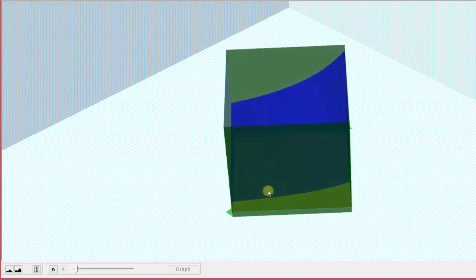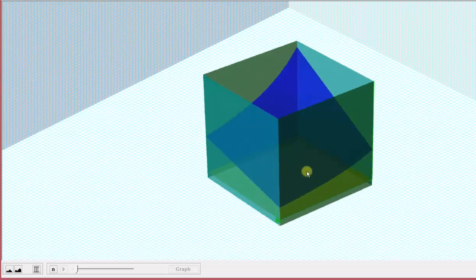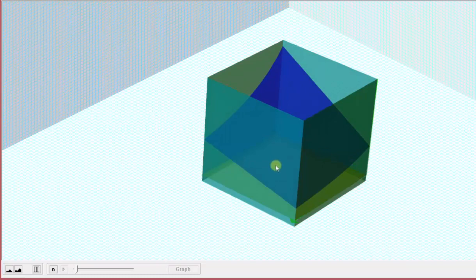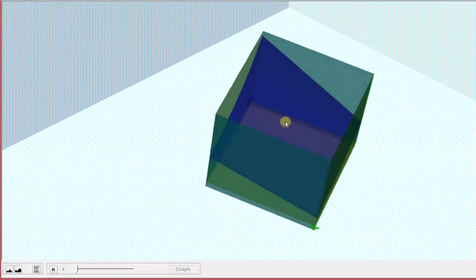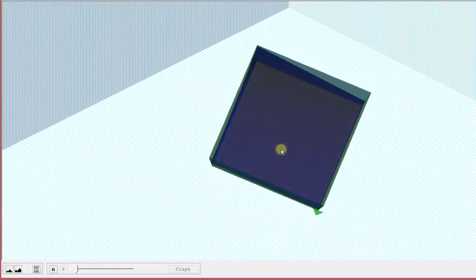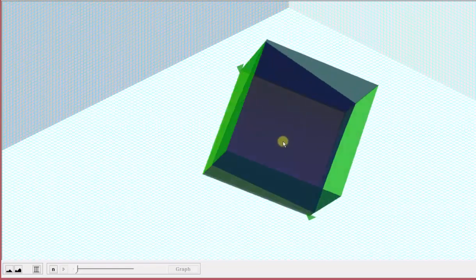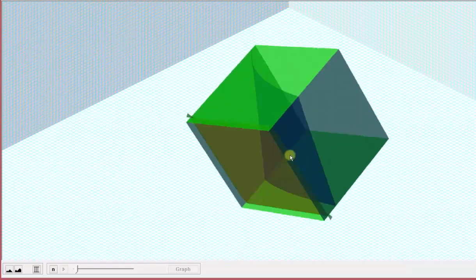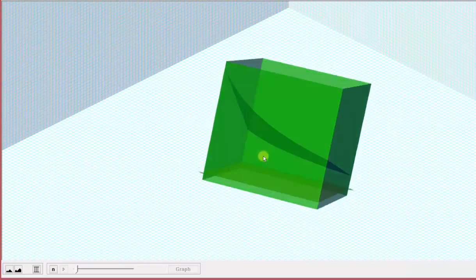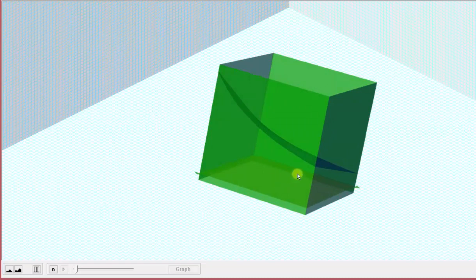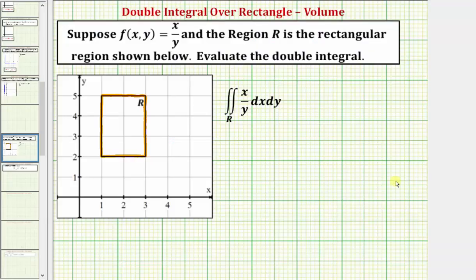So again, here's the surface graphed in blue, and now we're looking only at the region of integration in the xy plane. If we look down on the xy plane, here, this is the region of integration. So our double integral is giving us the volume of the solid bounded by this surface and the xy plane over this region. So going back to our work, let's rewrite this with the limits of integration for x and y.